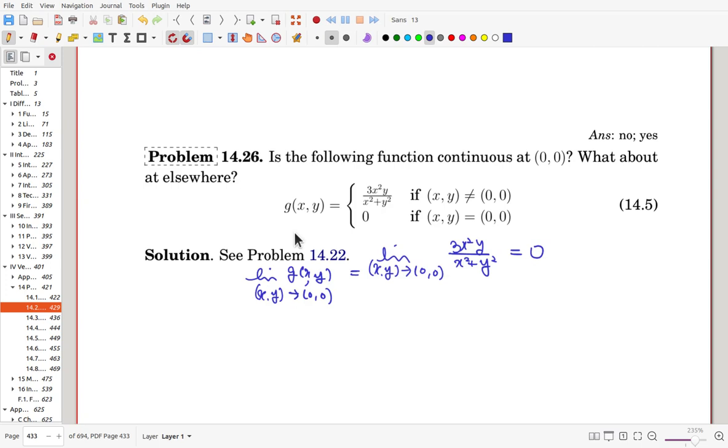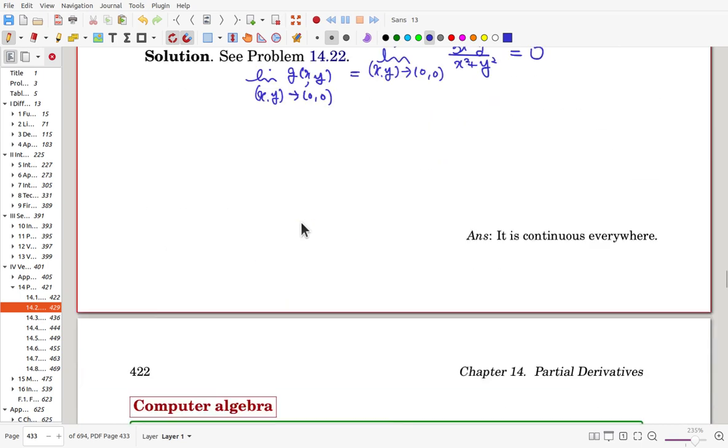And of course, at other points this one is continuous. It's a rational function, and the denominator is non-zero, so it is continuous. In conclusion, this function, g of (x,y), is continuous over the whole domain, everywhere.